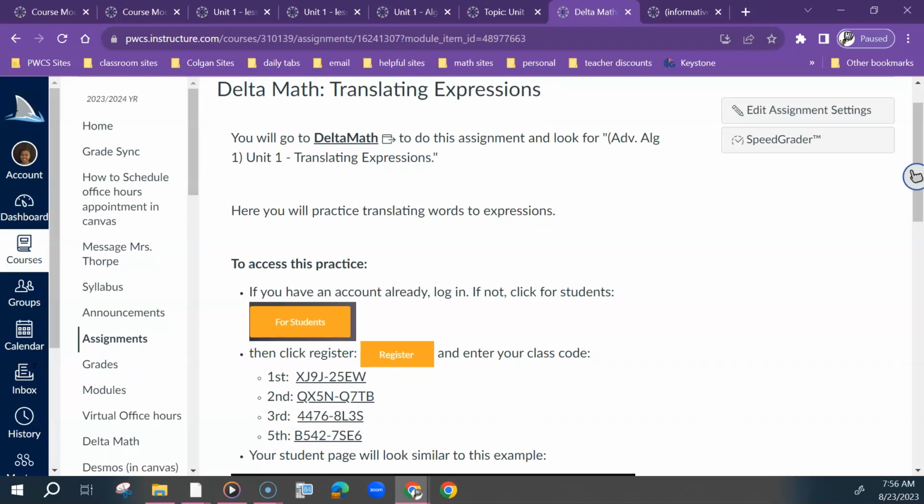Doing all of the number fields and stuff. At the very least, Delta Math. The other ones, not today, but you'll need them eventually.